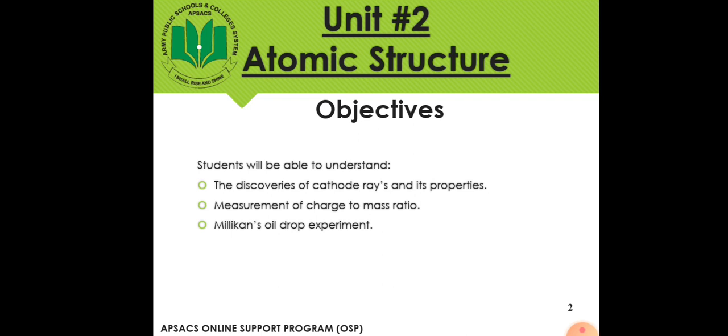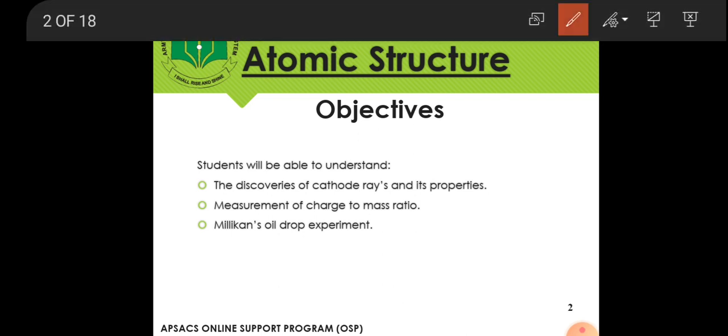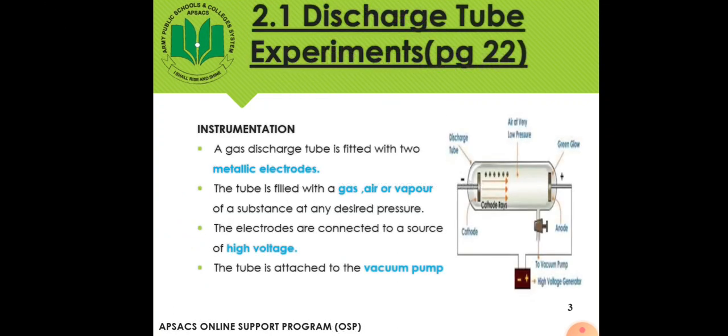The objectives of today's lesson are: you will be able to understand the discoveries of cathode rays and their properties. You will be able to understand the measurement of charge to mass ratio. You will be able to understand Millikan's oil drop experiment. Students, let's start the first topic, 2.1, discharge tube experiment.